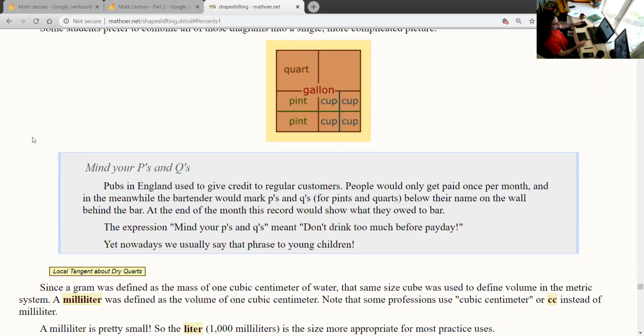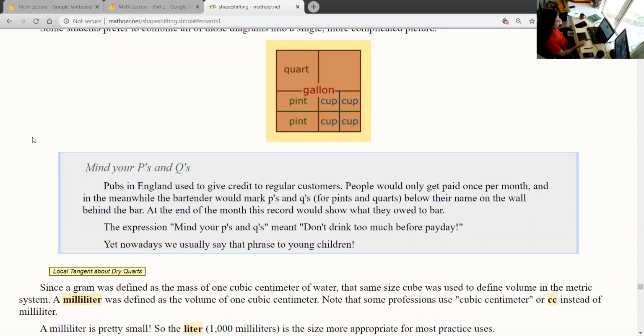So she drinks a lot, and on the wall behind the pub, the bartender writes her name and then puts P's and Q's to mark the pints and quarts she's drinking, because she only gets paid once a week. And so this is her bar bill of what she owes the bar, and then at the end of the week, she pays off her bar bill and they erase all the P's and Q's under her name.